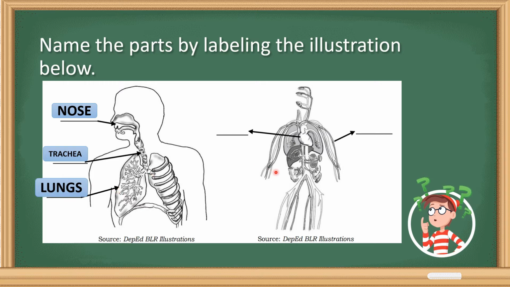How about this one? What do you think is the part of this circulatory system? What do you call this part? Nice, that is our heart. How about this one? Very good, that is our blood vessel.